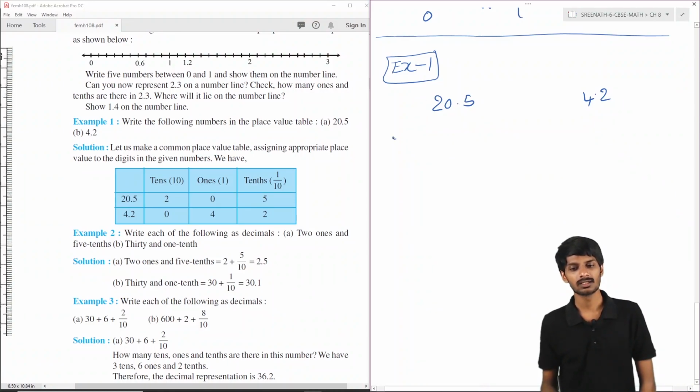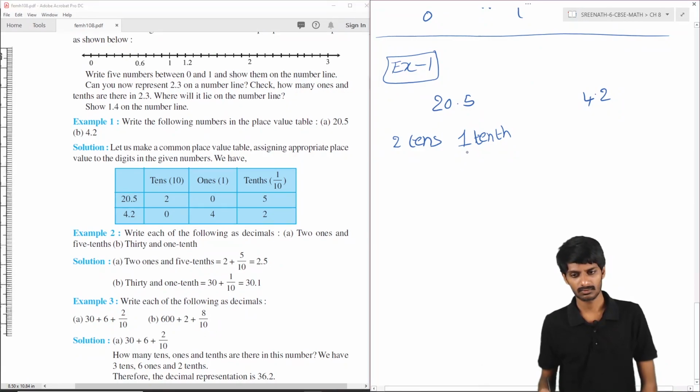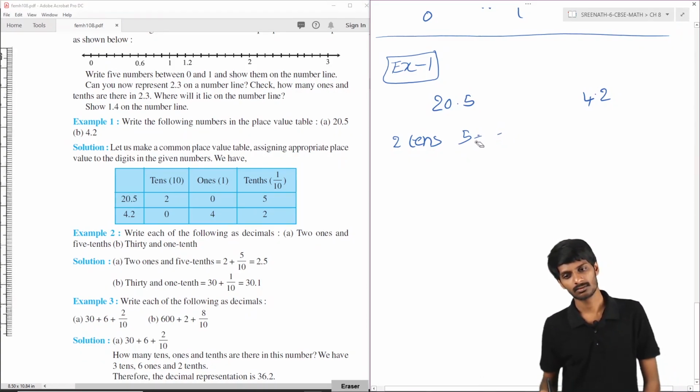So how many tens are there? 2 tens. And 0 ones. So in the tens place you have to write 2, in the ones place you have to write 0, and in the tenths place you have to write 5. How many 1 tenths? 5 tenths. 5 1 tenths.